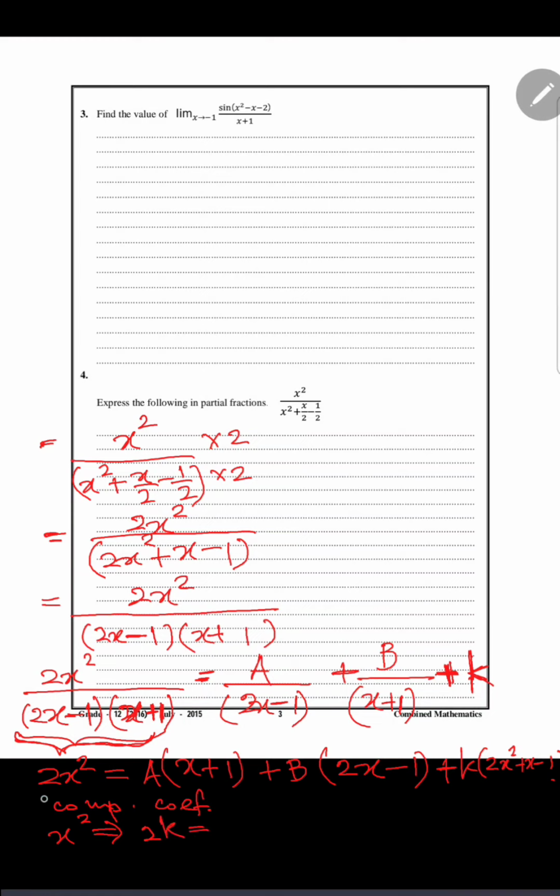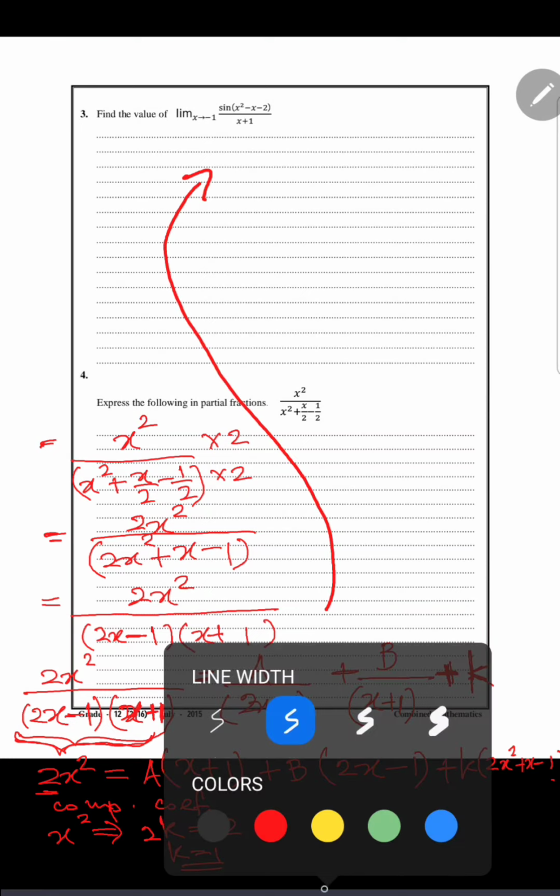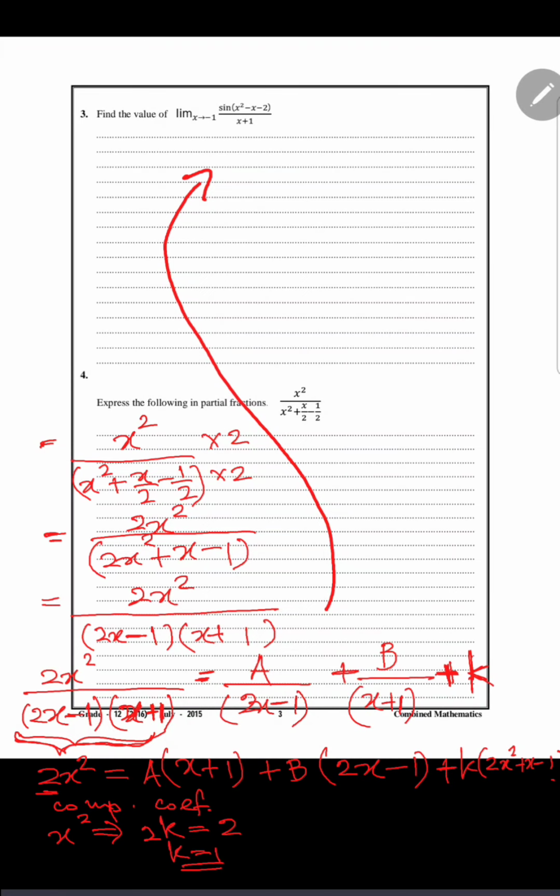Which is equivalent to 2 here in LHS. So k is equivalent to 1. K is 1. Now compare x terms. In RHS we have a into x, then b into 2x, coefficient is 2b. Here k into x, coefficient is k, is equivalent to no x term in LHS. So no x terms, coefficient is 0.